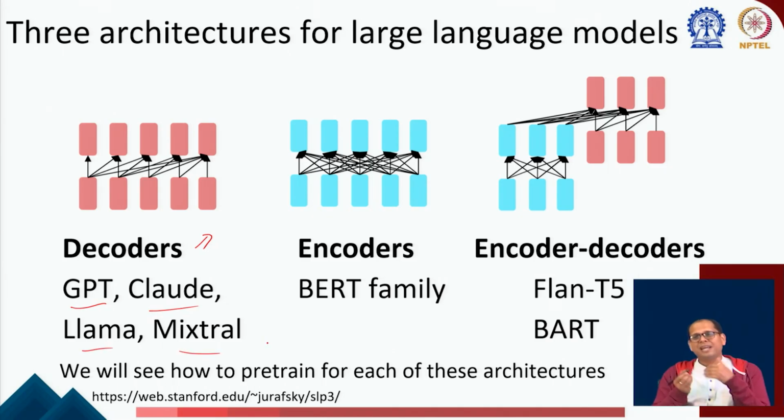I can pre-train just the encoders, and that is what has given the BERT family. So I just pre-train the encoder models, right? Or I can pre-train both encoder and decoder together, and that has given the BART model. There was the T5 model, and then there's an instruction fine-tuned version of T5 called FLAN-T5, and these are all very popular architectures. Now in this week itself, we will see how to do pre-training with different architectures.